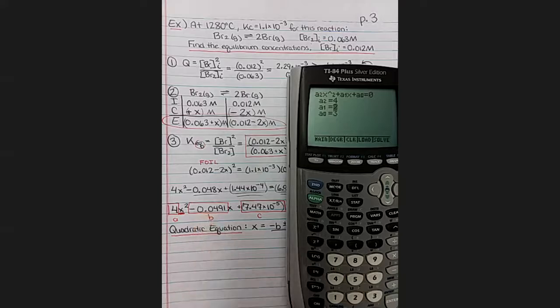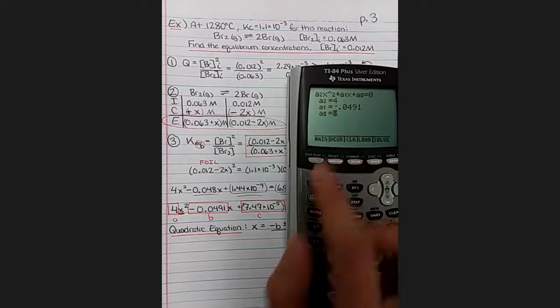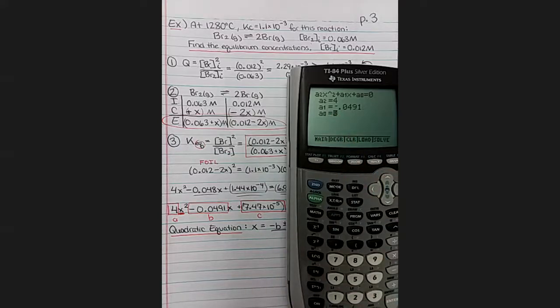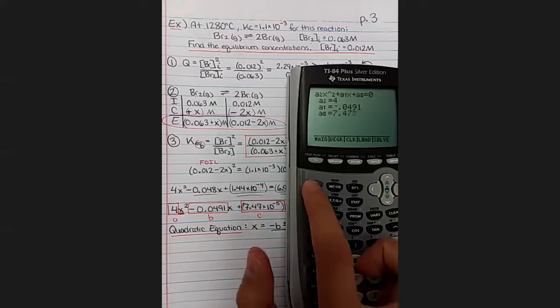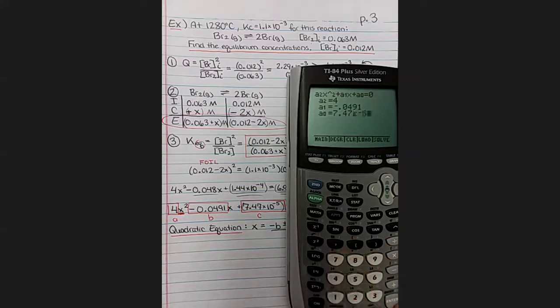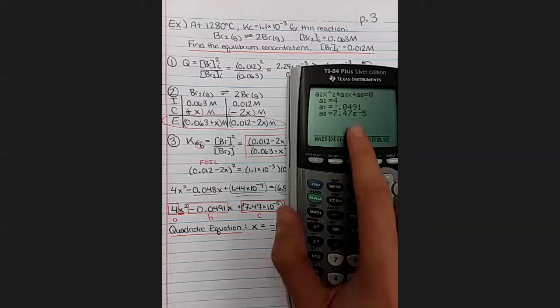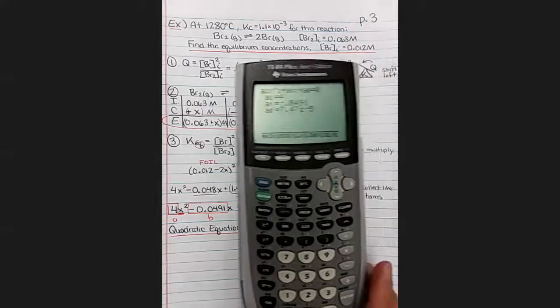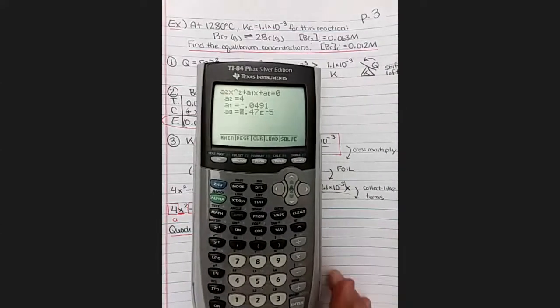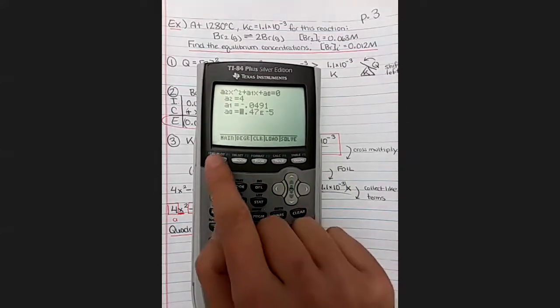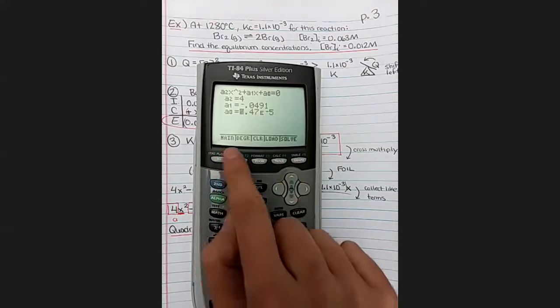Our x coefficient was negative 0.0491. And make sure you include the negative because that is absolutely important to solving this. And then our x to the 0 coefficient was 7.47 e to the negative 5. And you can enter these as decimals or as scientific notation. Okay, and so each of these buttons at the top is going to take me to a different menu.